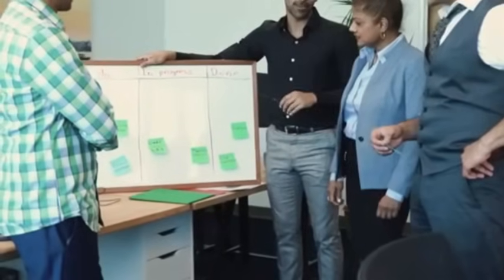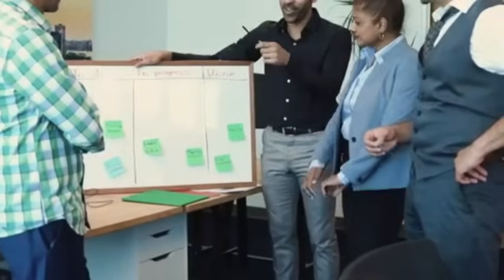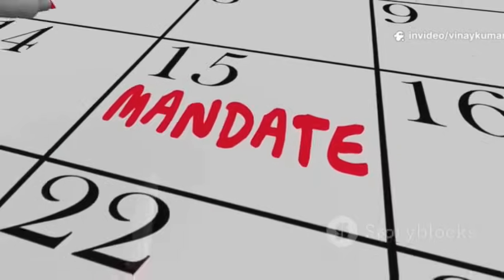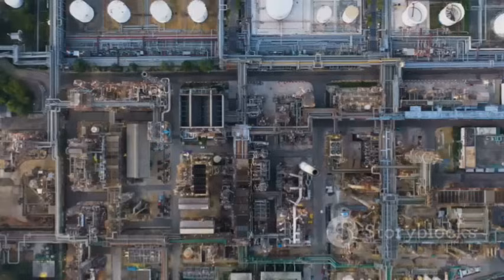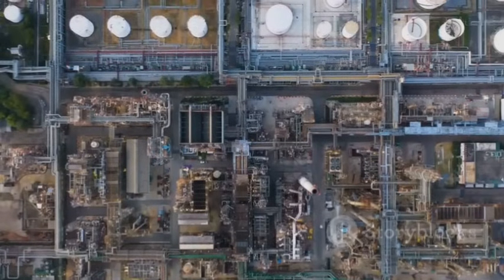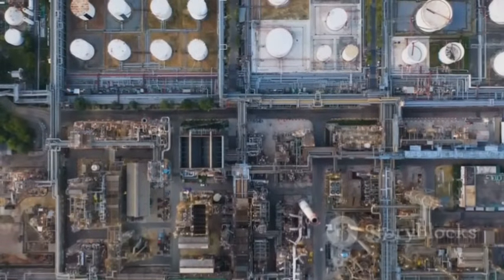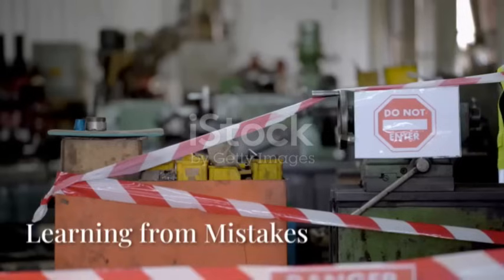This creates a cycle of continuous improvement. Audit, find gaps, fix gaps, and then audit again in 3 years to ensure the fixes have held and to find new areas to improve. It's the mechanism that keeps the entire PSM system honest and effective over the long term.